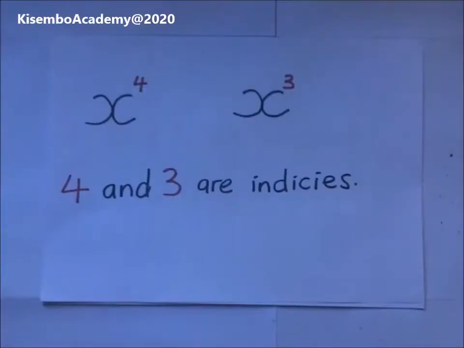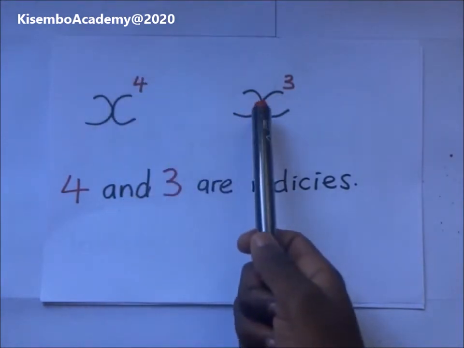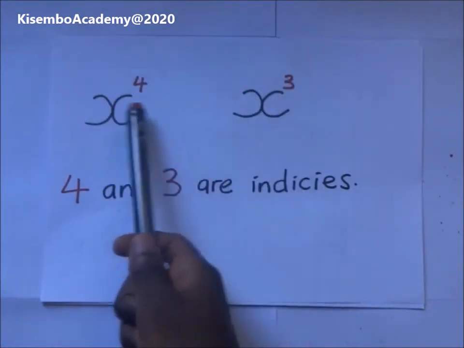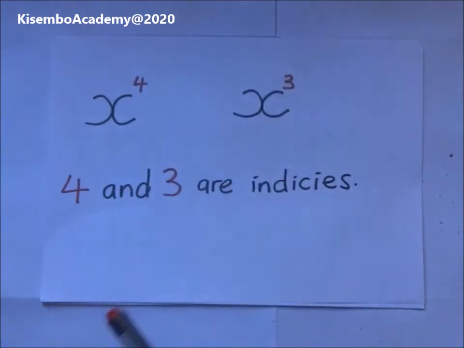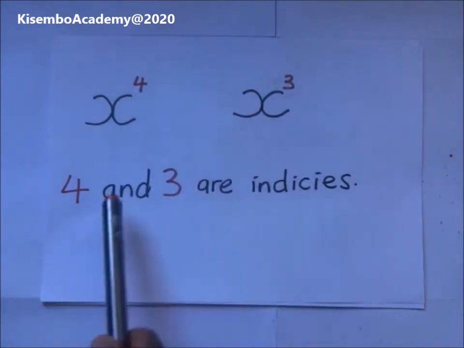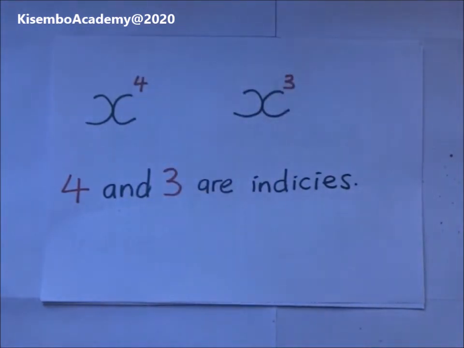In our previous video, we introduced indices, and we said that if we have a general term x to the power 4 or x to the power 3, this x is the base and these 4 and 3 are indices. So in other words, 4 and 3 are the indices. Now today we get to look at what we call fractional indices. A fractional index is what we shall also refer to as a rational index.